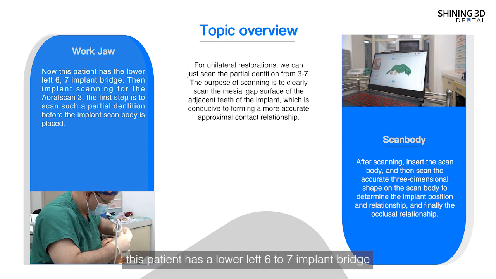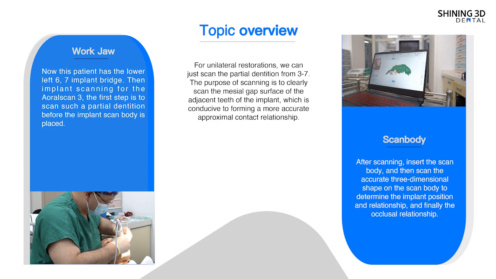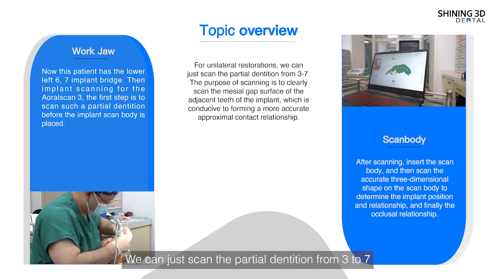Currently, this patient has a lower left 6 through 7 implant bridge. The first step will be scanning the partial dentition before the implant scan body is placed. This helps capture the emergence profile and the contact teeth for a better fitting restoration. For unilateral restorations, we can just scan the partial dentition from 3 to 7. The purpose of scanning is to clearly scan the surface of the adjacent teeth of the implant, which is conducive to forming a more accurate proximal contact relationship.